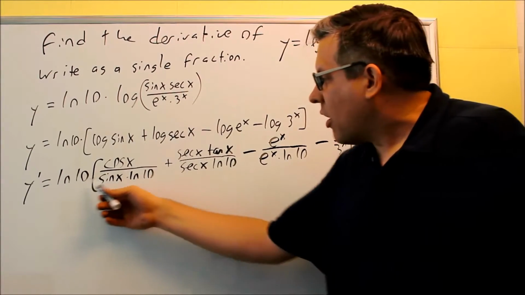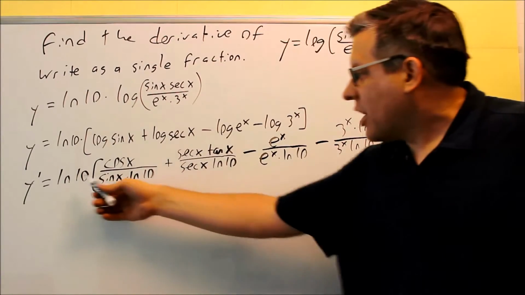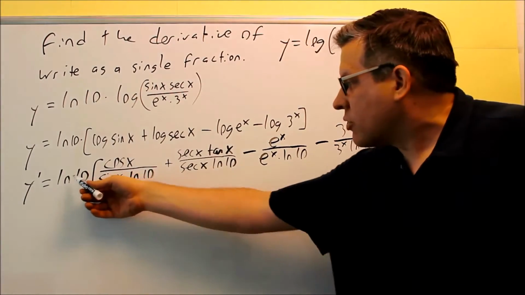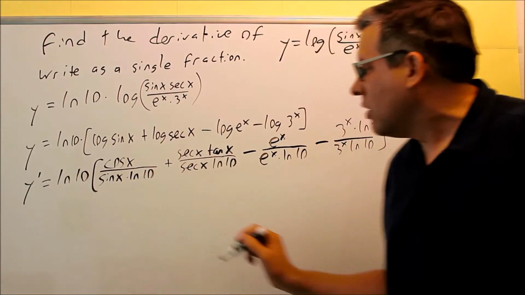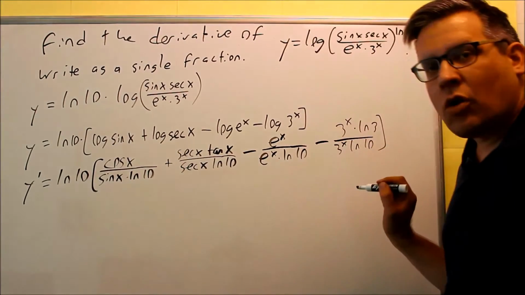Next, what I notice is that all these denominators have ln 10. So I can eliminate all of them by multiplying through. So the ln 10 is actually going to cancel out of all these.